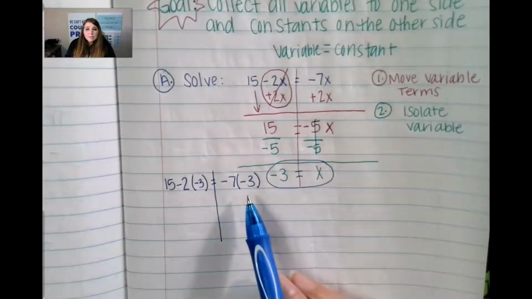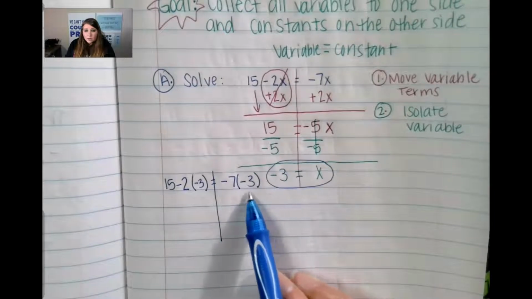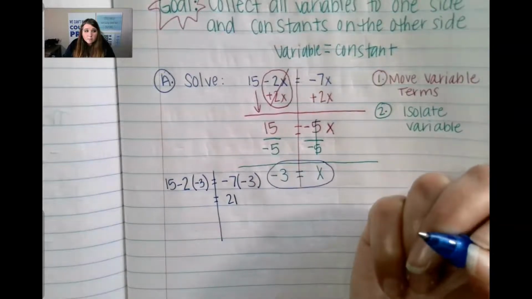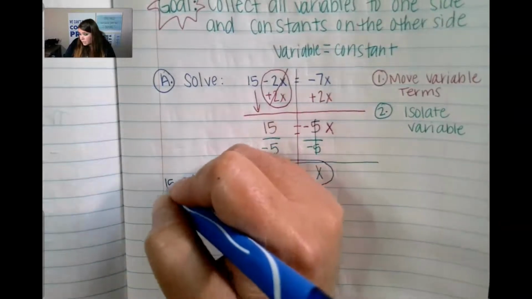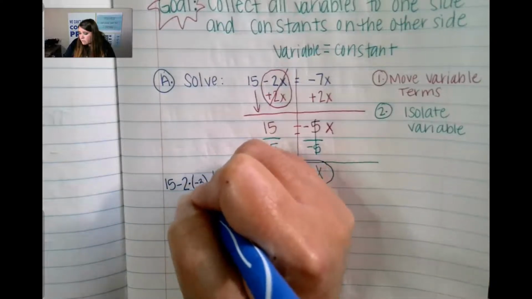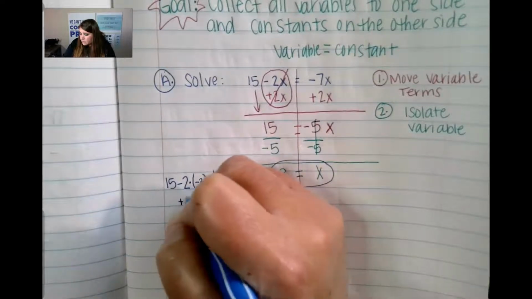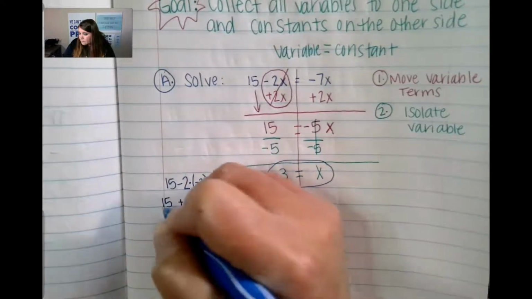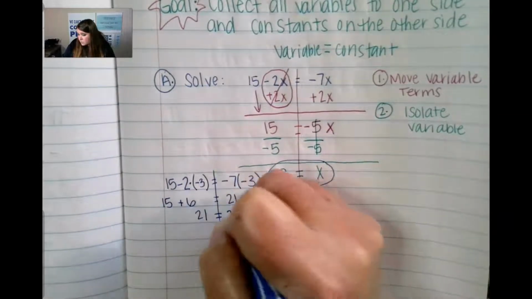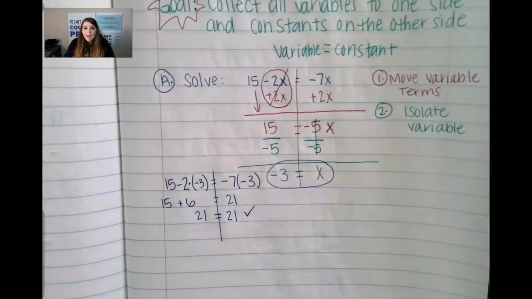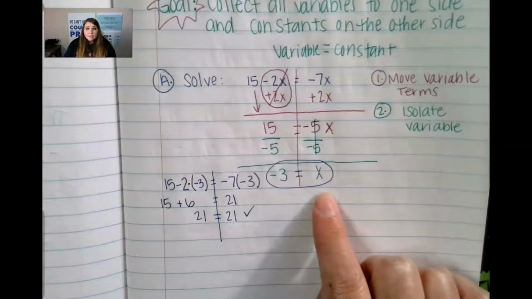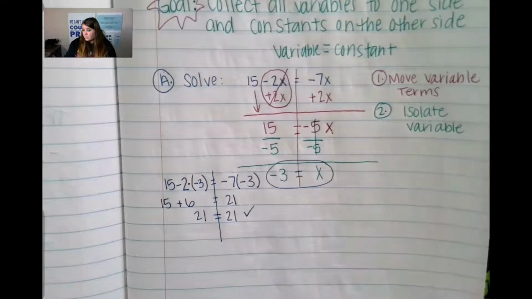So we know that 7 times 3 is 21, and they're both negative, so that equals a positive 21. Over here, we're going to start with multiplication. So -2 times -3 gives me a positive 6. And 15 plus 6 equals 21. So 21 is equal to 21. It checks out. So -3 is the solution to this problem.